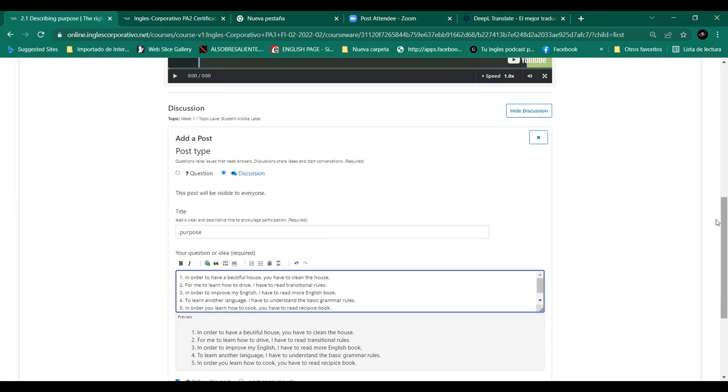I think recipe is with P-E only, without the I and the Z. Oh, you're right. Without the I. Recipe. Oh, I can see if there is an I. Yes, there is an I, with an E at the end. Okay.